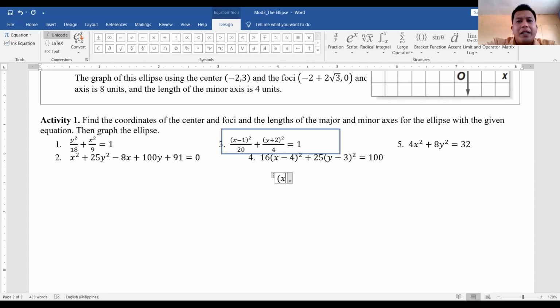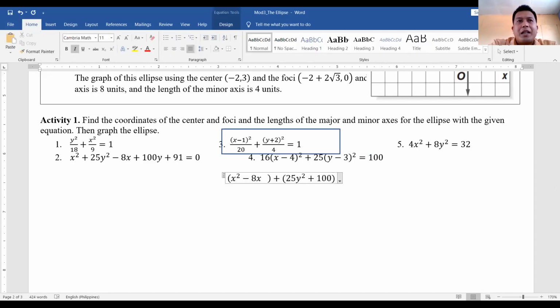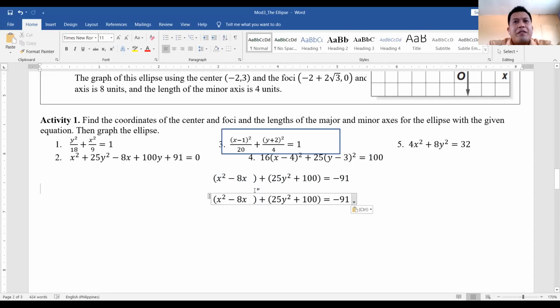So from there, we group together x squared minus 8x plus group together as well the y squared. So we have 25 y squared plus 100 and then transpose on the other side of the equation the constant, so that will become negative 91. After that, before completing the square, you need to make sure that the quadratic term contains a linear coefficient.